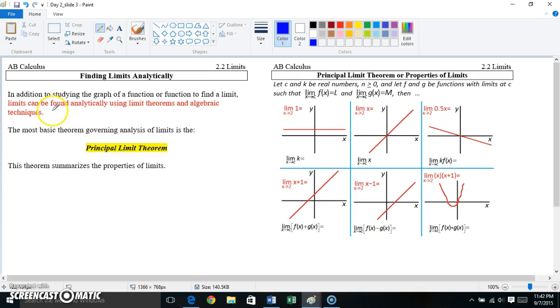So limits can be found analytically using some limit rules, some algebraic rules. I'd like to take a look at just a few of the basic ones to help us understand what they're saying. So here we have a graph of the line y equals 1, and what we're taking the limit of is that function. I'd like to look at the limit of this function as x approaches 2.